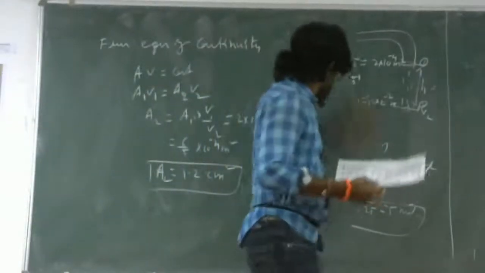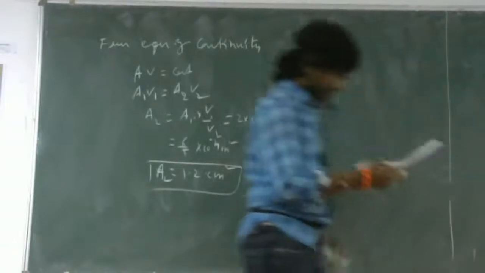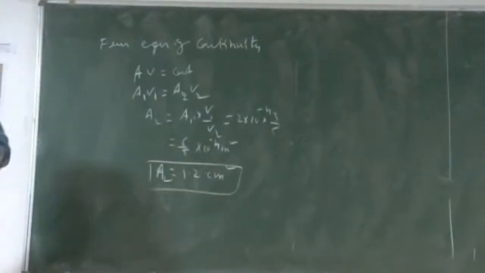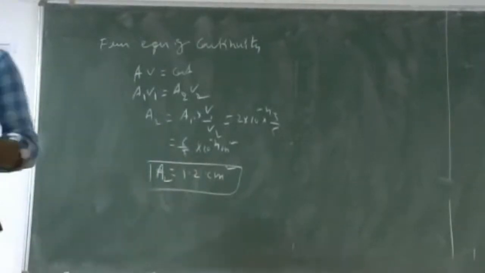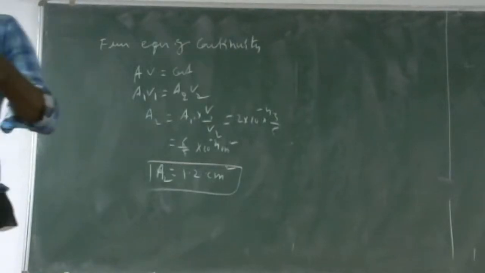Next, question number 41. Quickly. Right. What is given here? Fast, fast, fast.